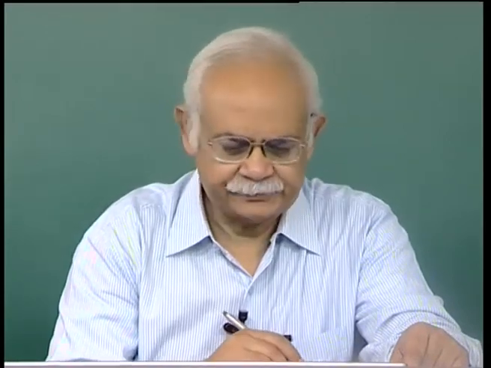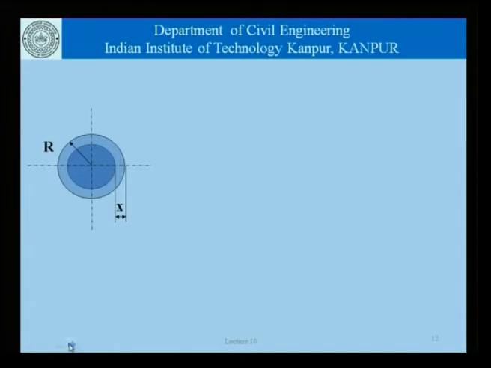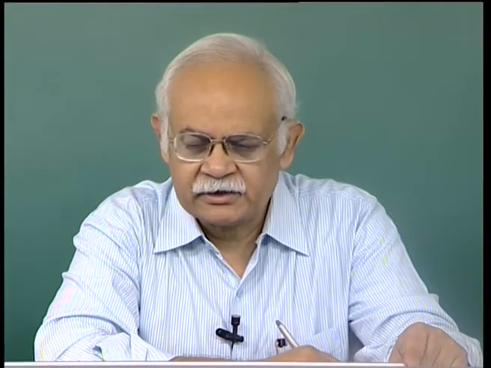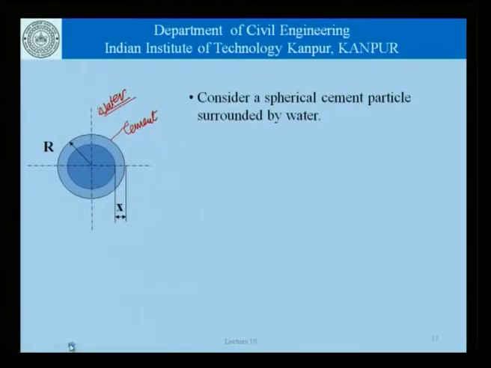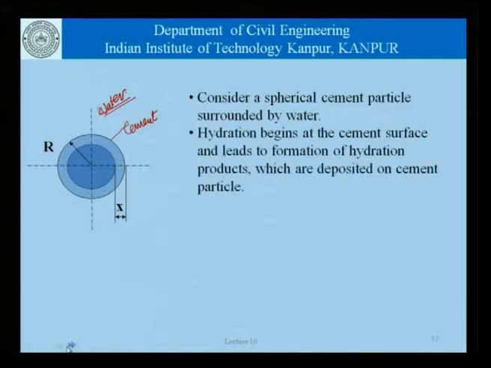So, having said all that, let us take a look at what happens in cement hydration very quickly. This is a cement particle surrounded by water, and as far as concrete is concerned, we can consider millions of cement particles really suspended in water. If the cement particle is now considered spherical and is surrounded by water, hydration begins at the surface of the cement and leads to formation of hydration products which are deposited on the cement particle.